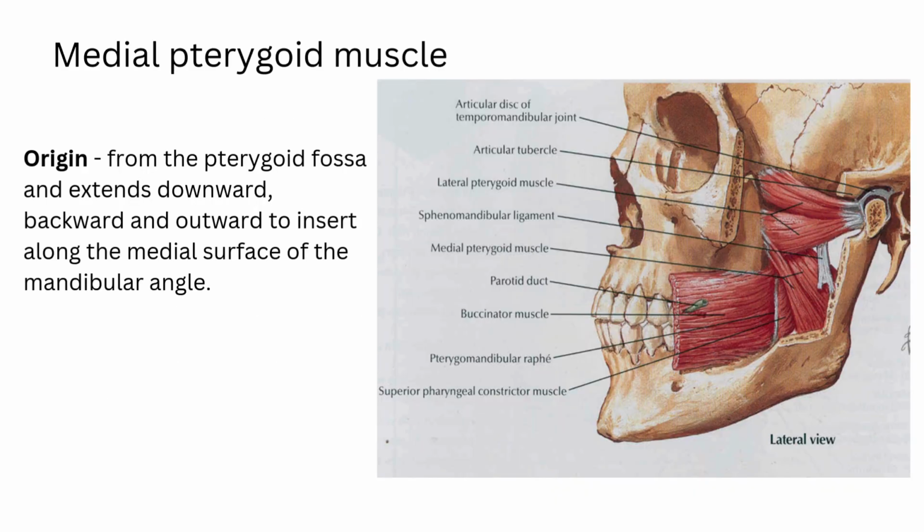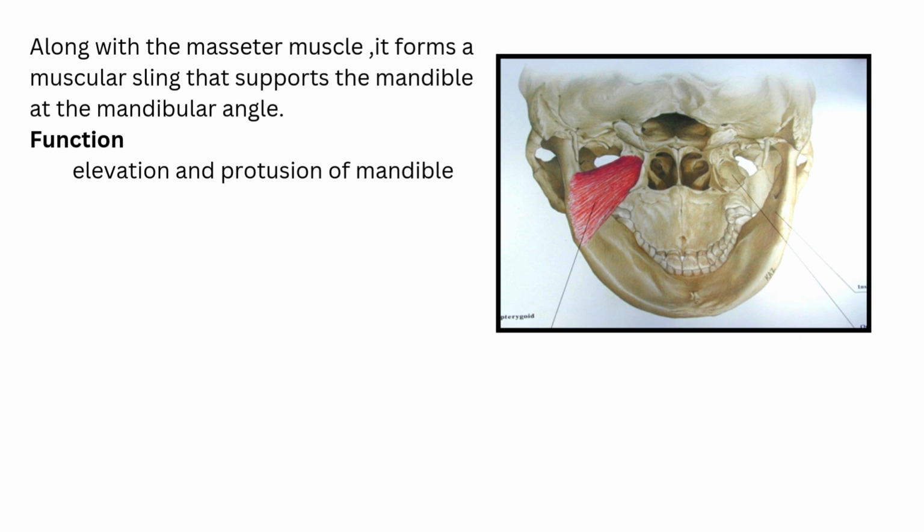Now let's start talking about the medial pterygoid muscle. This is another paired muscle. The medial pterygoid muscle originates from the pterygoid fossa and extends downward, backward and outward. Remember, it extends downward, backward and outward to insert along the medial surface of the mandibular angle. Along with the masseter muscle, it forms a muscular sling that supports the mandible at the mandibular angle, and its function is to elevate and protrude the mandible.